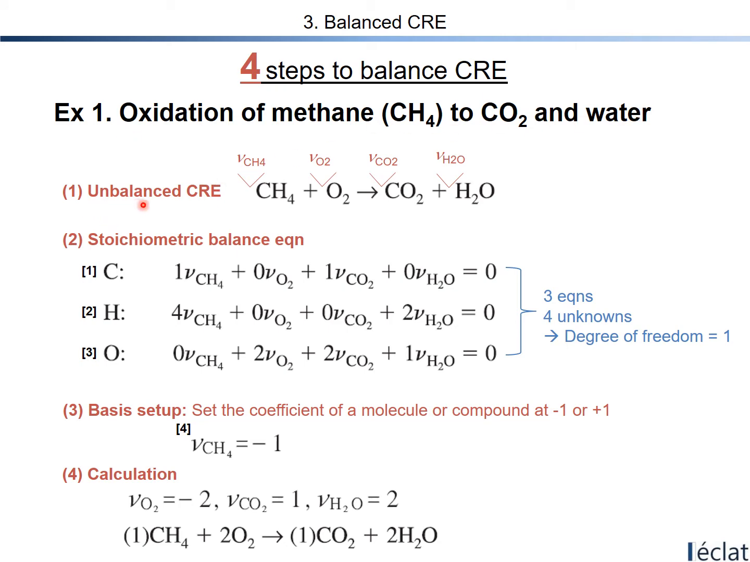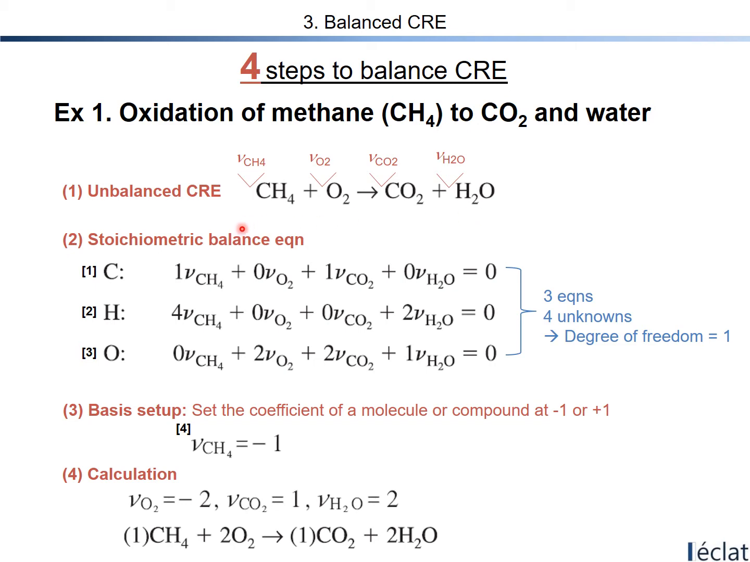So the unbalanced chemical reaction equation is methane plus oxygen goes to CO2 plus H2O. And of course, you should add the stoichiometric coefficients like that: nu CH4 in front of CH4, and O2 this one, CO2 this one, and H2O this one. That is the first step. I mean the first step is to write down the unbalanced chemical reaction equation without the stoichiometric coefficients.